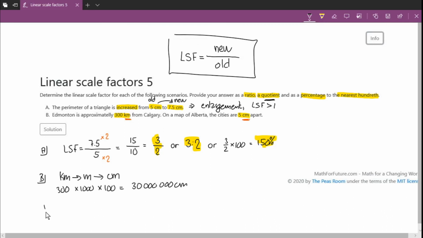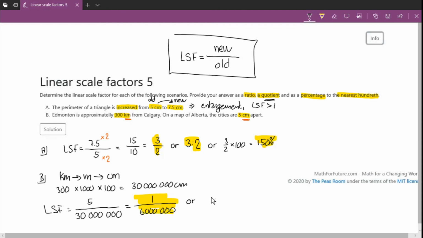Now we can go ahead and use the linear scale factor formula. So the linear scale factor, the numerator is going to be the size on the map. On the map they were 5 centimeters apart. In reality they were 30 million centimeters apart. We can reduce this quotient. We can divide numerator and denominator by 5. 5 divided by 5 is 1. 30 million divided by 5 is 6 million. So that's our linear scale factor as a quotient.